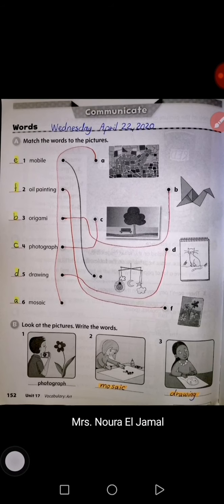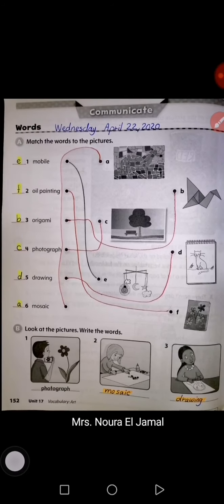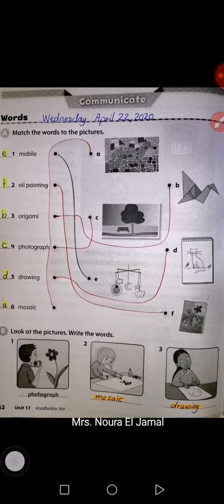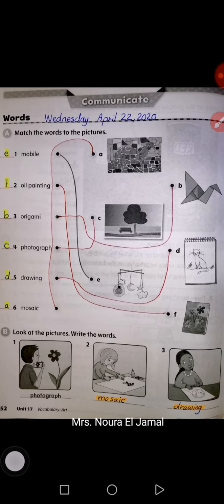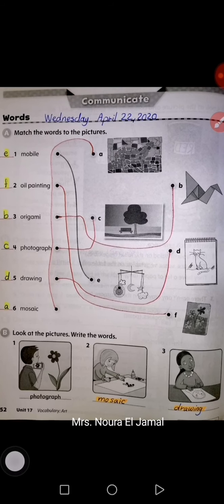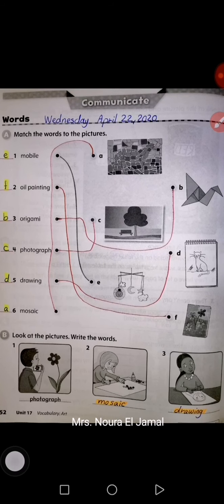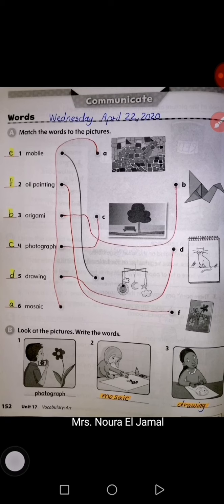Number 2, oil painting. Of course, letter F. So make lines beside the numbers and write the correct letter. Number 3, origami. Which one? Letter B. Make a line and write letter B. 4, photograph. Yes, picture C. Number 5, drawing. Picture D. Excellent. Number 6, mosaic. Letter A. Excellent.